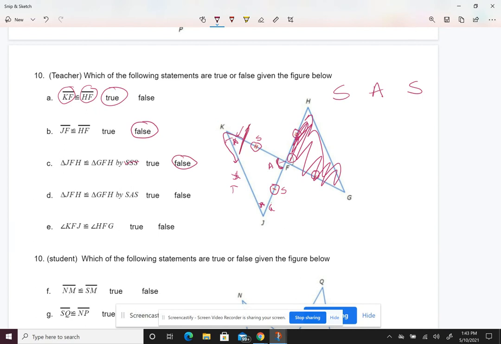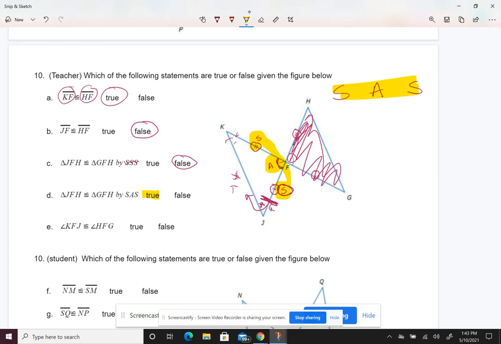Then the same thing. If I try to go this direction, I get an angle and a side. I skip 2, so I can't go this direction. So now what I'm going to do is just look. Well, I get an S here, so I'm going to trace it. I get an S. I trace. Oh, I hit an A. I hit an S. So it is side angle side. So this one's true.